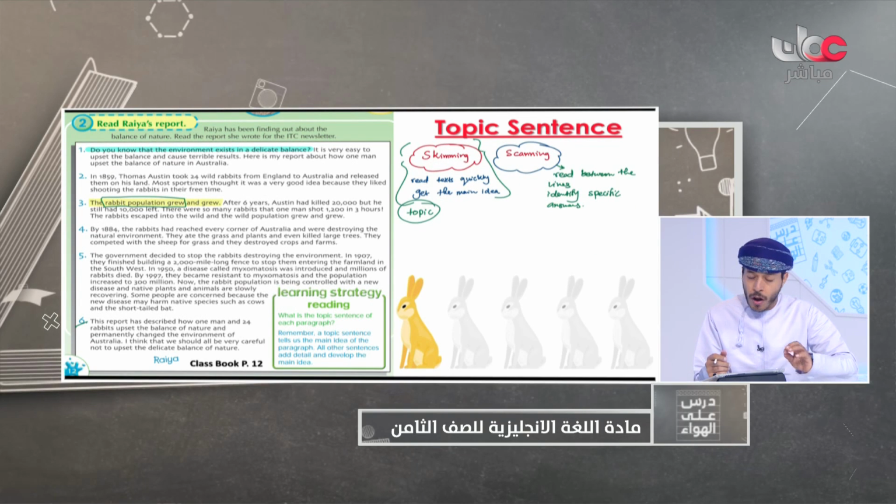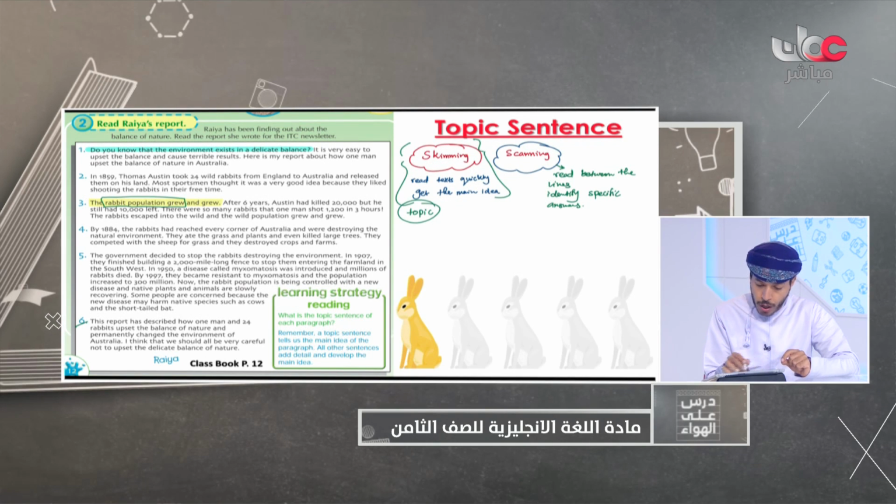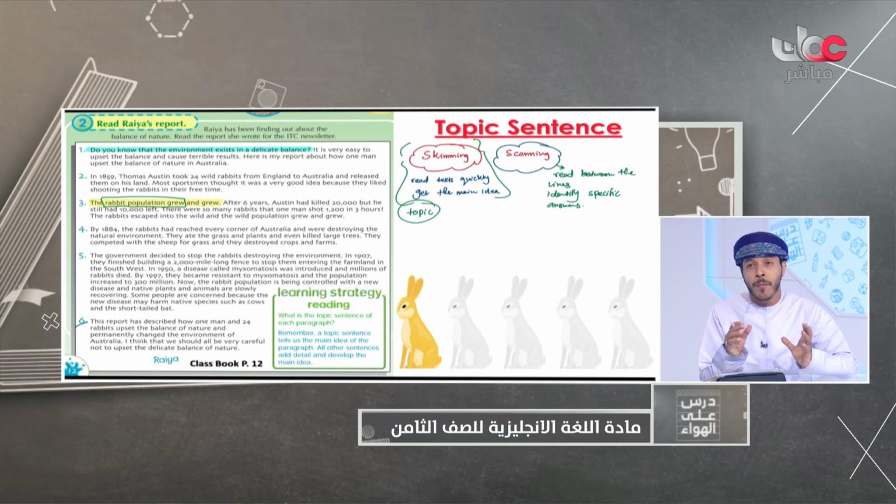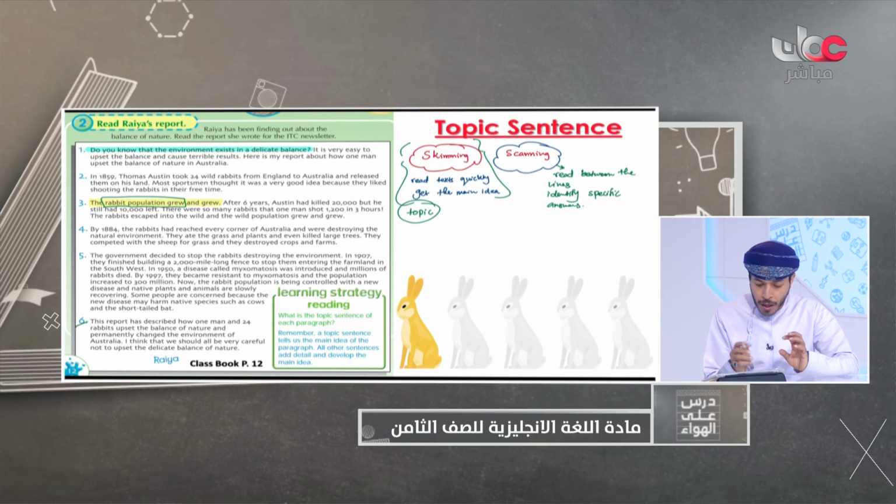Topic sentences are a very useful way. They can help us skim the text very quickly. Okay, because they will tell us different ideas about the text. For example, the first one is about, do you know that the environment exists in a delicate balance? So here we are talking about the balance and the environment. Okay, then in paragraph number 2, we have here a year, 1859.